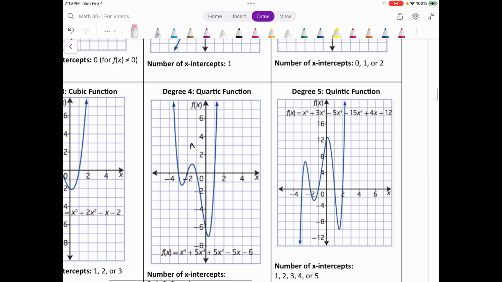A quartic function changes direction up to 3 times, right? Not always going to do it 3 times, but up to 3 times. So crosses once, changes direction twice, changes direction 3 times, changes direction a 4th x-intercept.